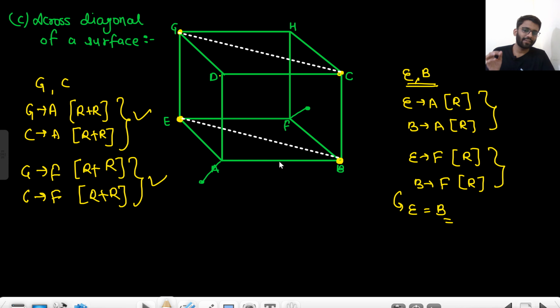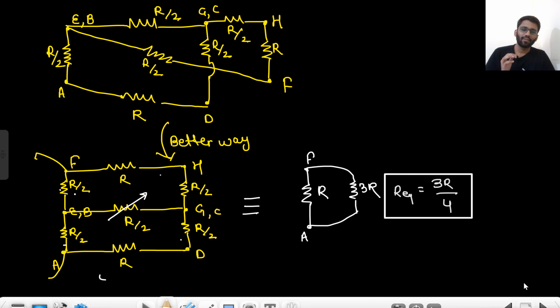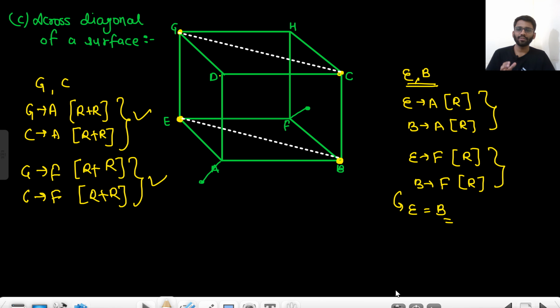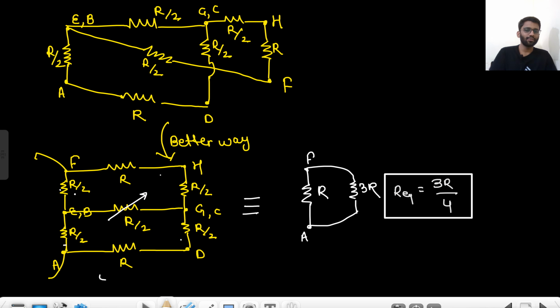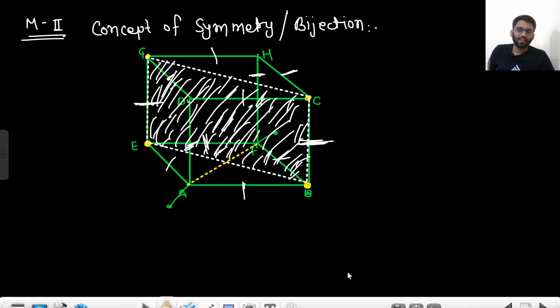Now they are asking between A and F. If they have asked between E and B, or between G and C, or between D and H, the answer would have been the same. That will be equal to 3R by 4. So across the diagonal of a surface, the answer would be 3R by 4. So you don't need to mug it up. You can simply calculate it whenever they ask, right?